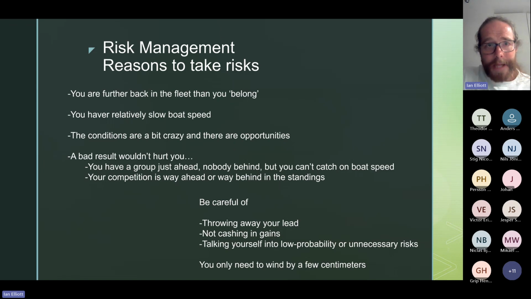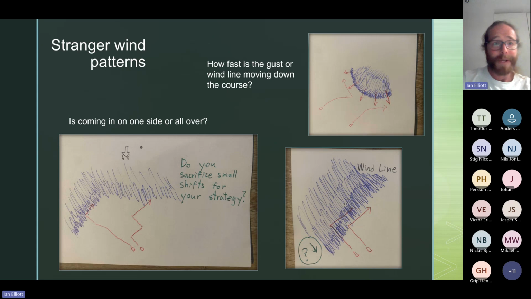And another one is just to be aware of. I talked about this earlier. You can try to convince yourself, oh, there's no way of passing these guys. Maybe that's a gust that I could take advantage of, and talk yourself into taking big risks with low probability of a good outcome. You only need to win by a few centimeters. That's an argument for being conservative. You don't need to win by a mile with the big risk and reward situation.